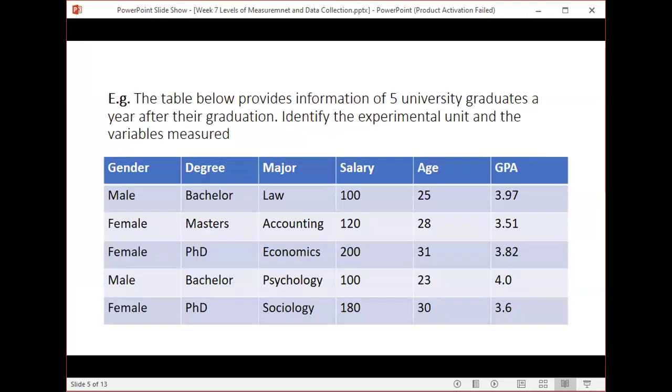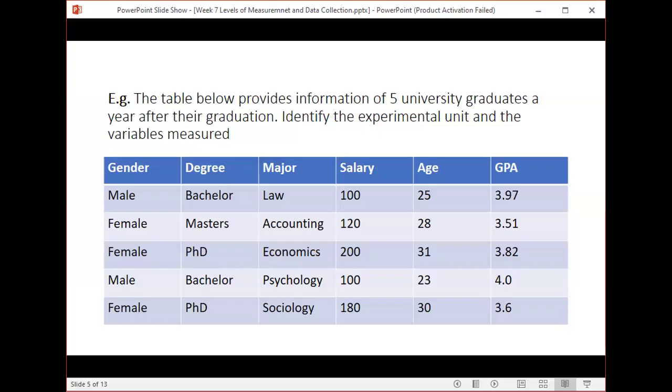Okay, let's look at this example. Say the table below provides information of 5 university graduates a year after their graduation. Identify the experimental units and the variables measured. Right, so gender, degree, major, salary, age, GPA. Before, the experimental unit here is the people, the item, the object we are measuring or finding this gender, degree, and so on. So this is telling us clearly that the information is on 5 university graduates. So the 5 university graduates are the experimental units.